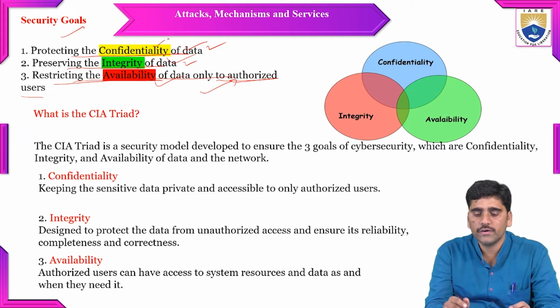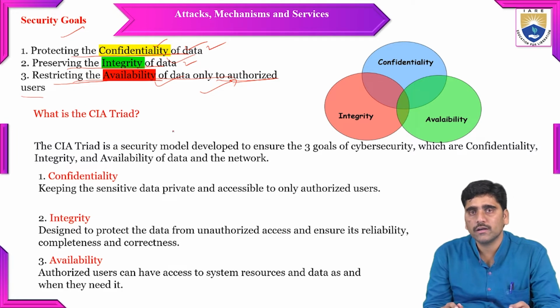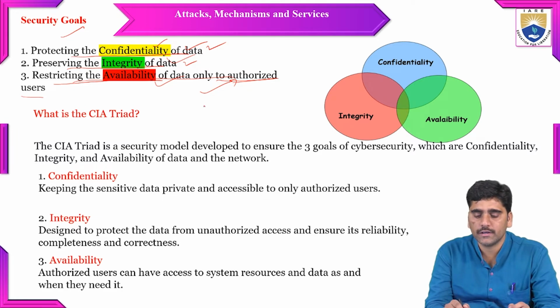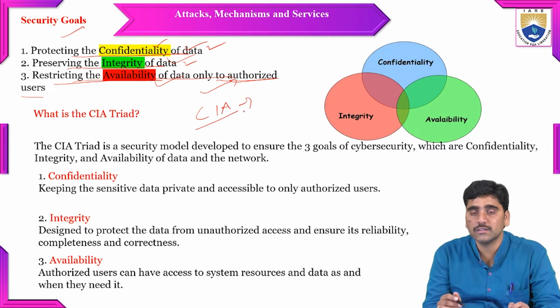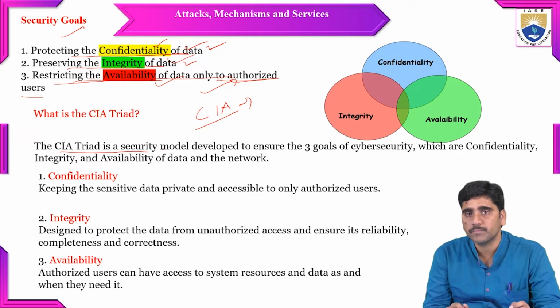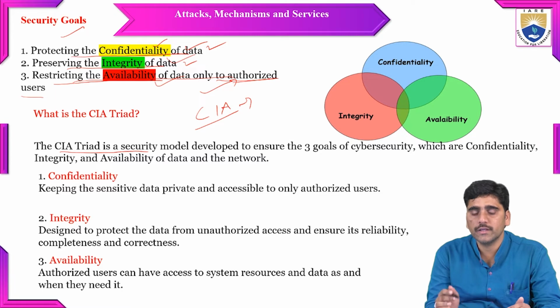So here we can mention it as the CIA triad. It is a model that helps reach the security goals. So what is the CIA triad actually? The CIA triad is a security model developed to ensure three goals: one is confidentiality, the second is integrity, and the third is availability.